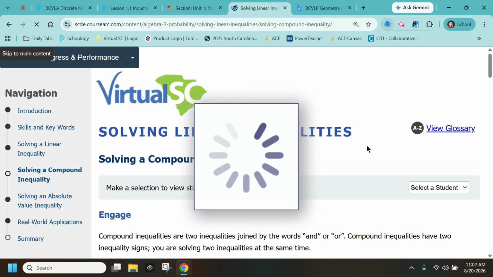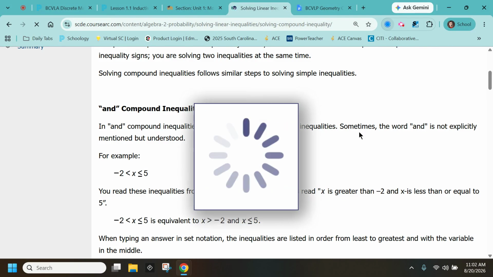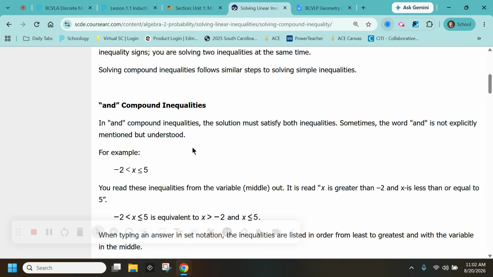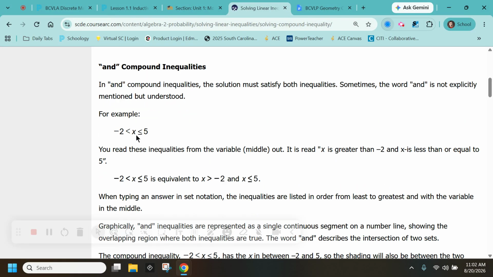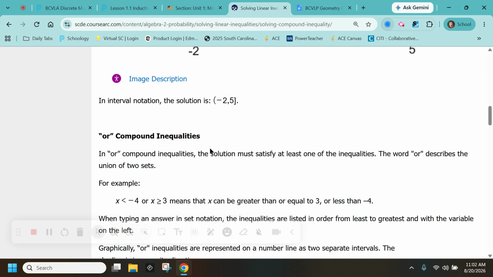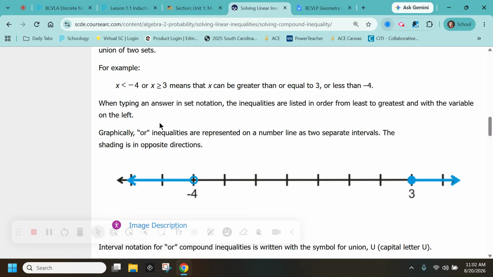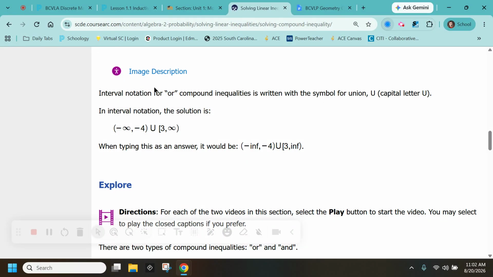Moving on to solving a compound inequality. So, let it load. Whenever we have an and, that is equivalent to breaking it into these two pieces. For or compound inequalities, it is already in those two pieces. And then we write a union in interval notation instead of the word or.